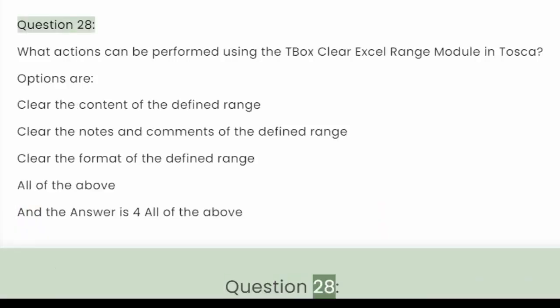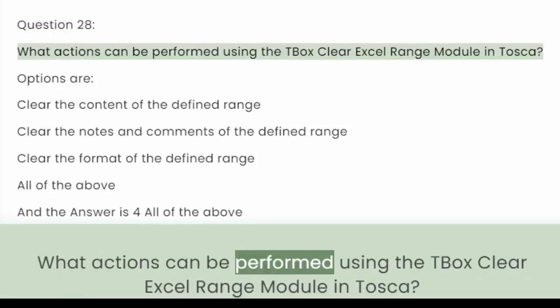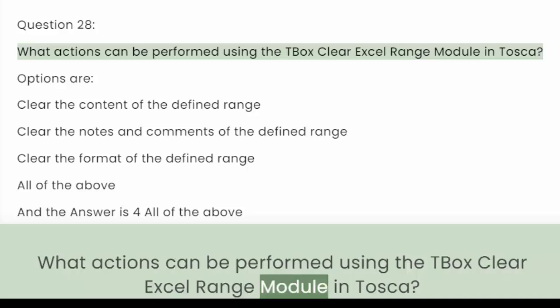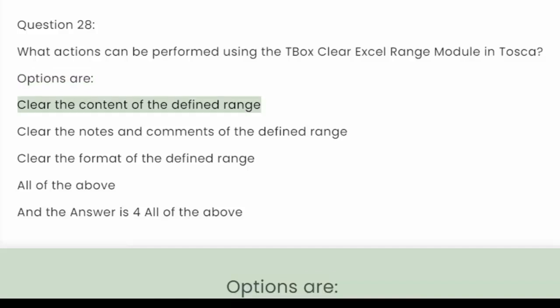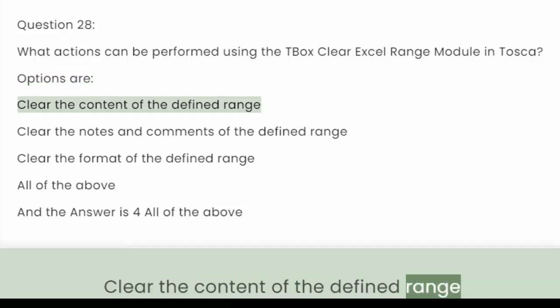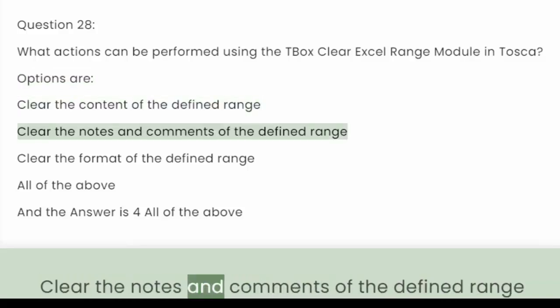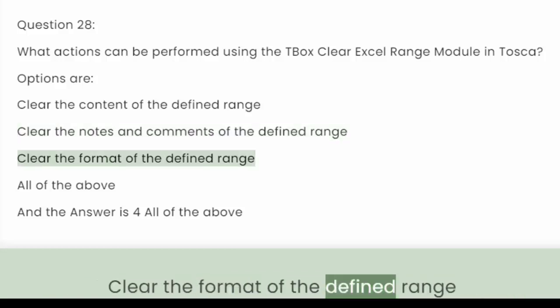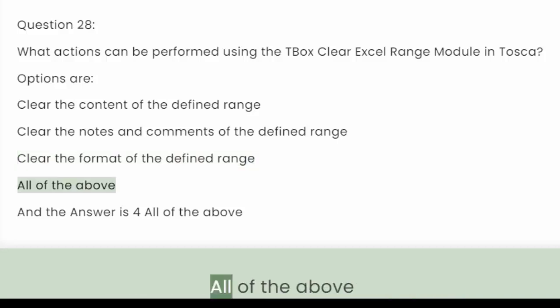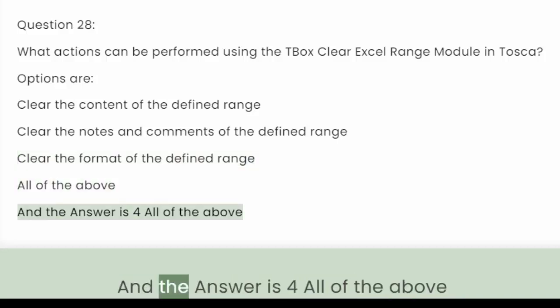Question 28. What actions can be performed using the TBox Clear Excel Range module in Tosca? Options are: clear the content of the defined range, clear the notes and comments of the defined range, clear the format of the defined range, all of the above. And the answer is 4, all of the above.